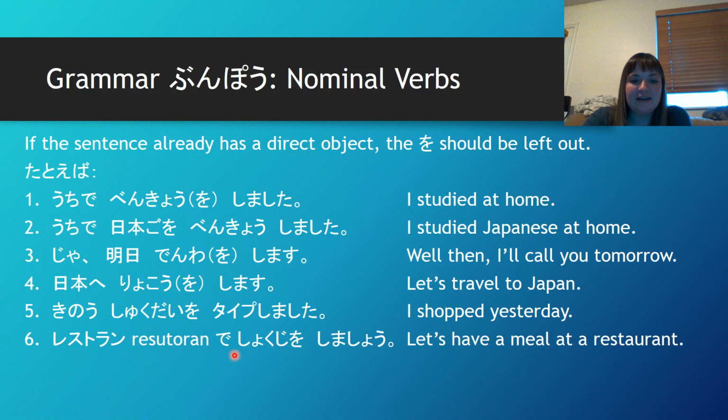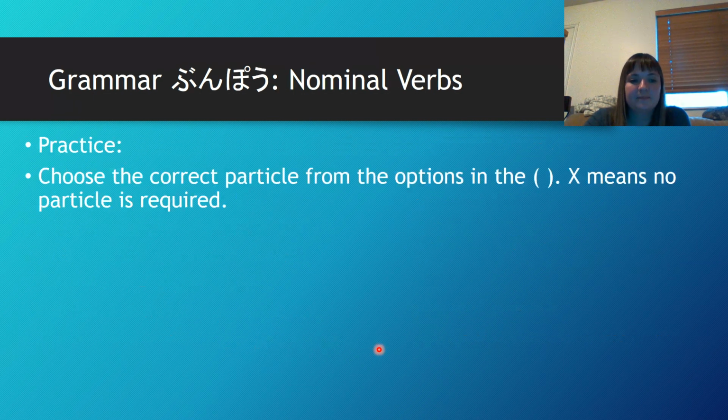But let's move on. 6. レストランで食事をしましょう. Okay. We don't have another direct object. We have a place. That's different, right? But we're not saying like let's eat Japanese food or let's eat sushi, right? Because we don't have an object that we're specifying. We can just say 食事をしましょう if we like.